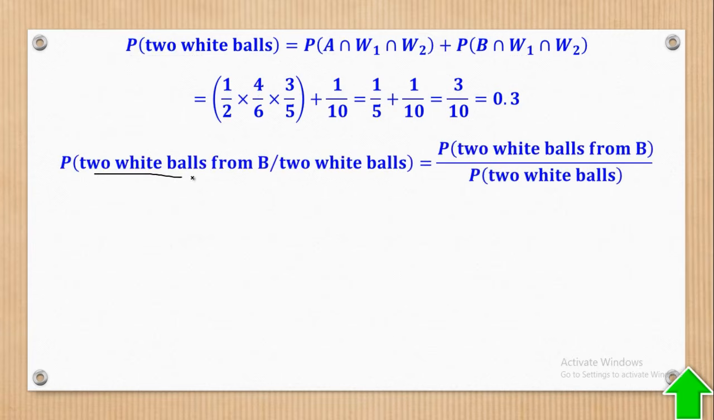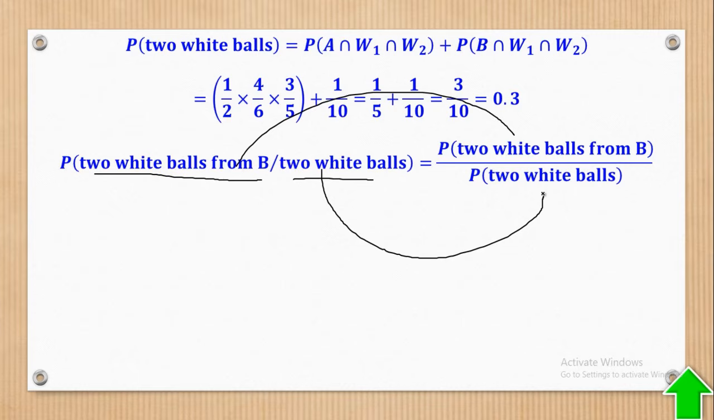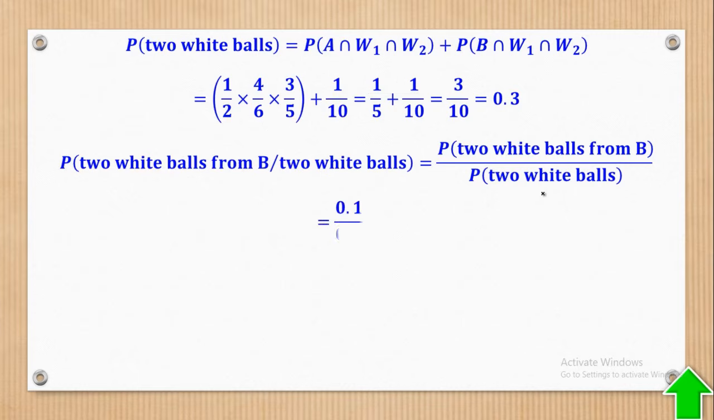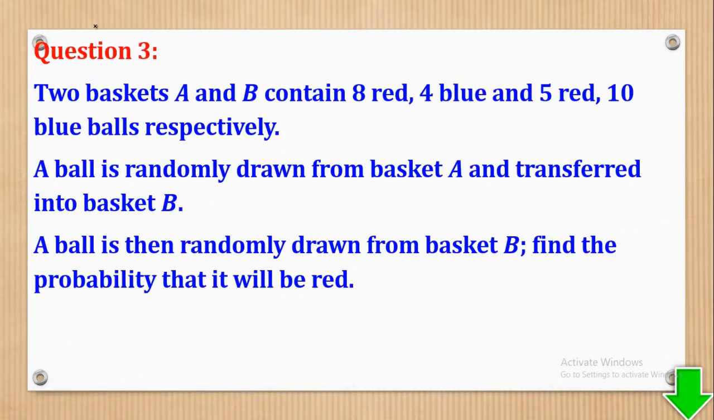So the probability of 2 white balls from box B, given 2 white has already been picked, is given by the intersection, which is still this from box B, over what has already occurred, which is 2 white balls. Therefore this is that, and this is this, which gives you 1 over 3. So that is question 2.